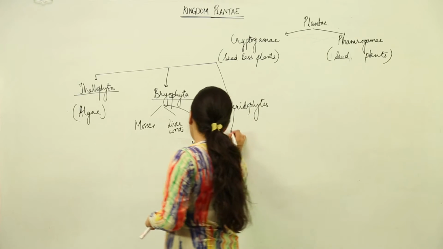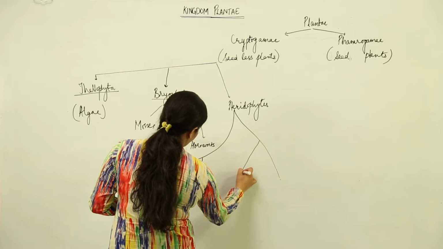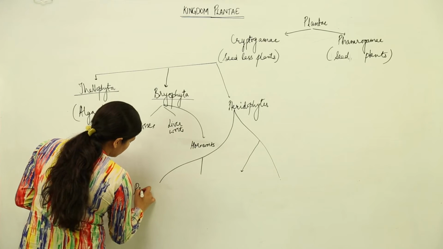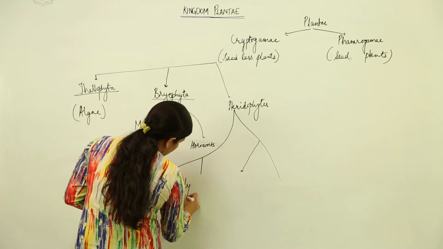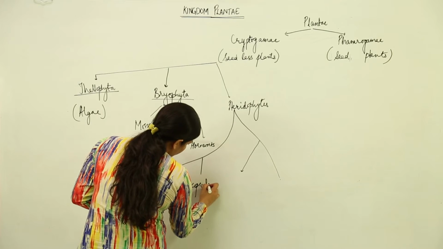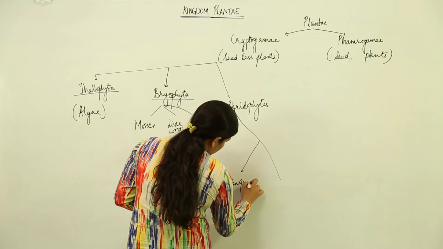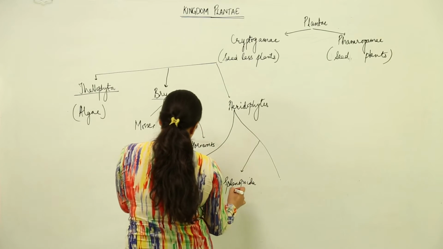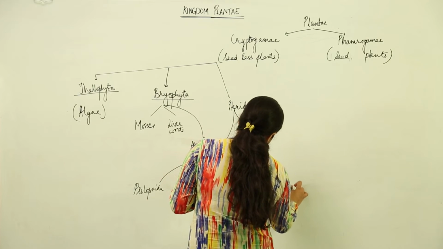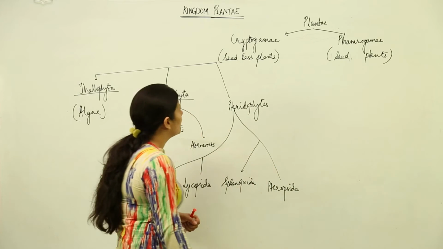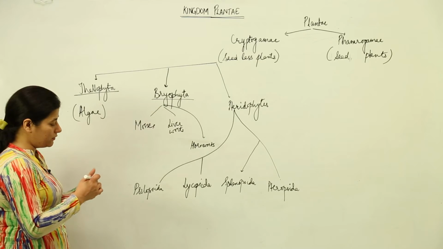Alright, now in these Pteridophytes we have further classifications, that is Psilopsida, Lycopsida, Sphenopsida, Pteropsida. Okay. This is all about the seedless plants. You see many classes over here. There are many plants which are seedless.